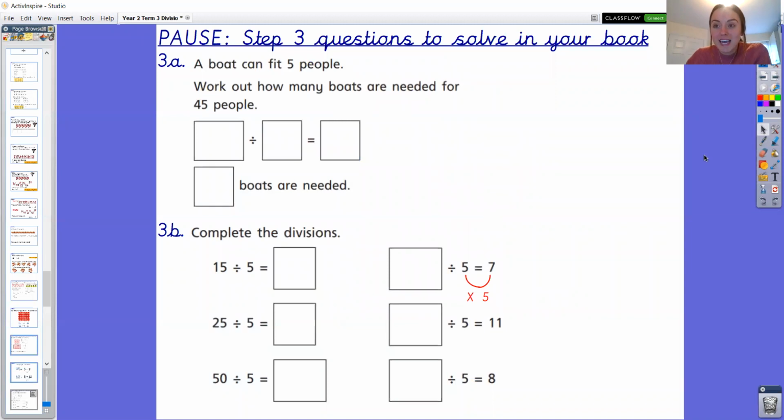So on your screen now, Year 2, you can see the step 3 questions to solve in your book. So on 3A, there is a word problem. And on 3B, there are some questions, some of which are similar to the ones we've just explored together. So I've written a little note here in red as a reminder of how we can use our multiplication to help us with finding the missing dividends. Whereas I'm sure you can notice here, you are finding the quotients, okay? Well done, Year 2.